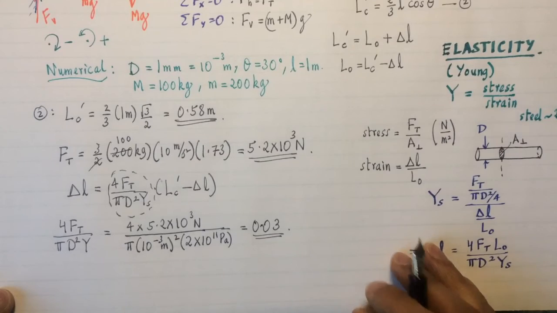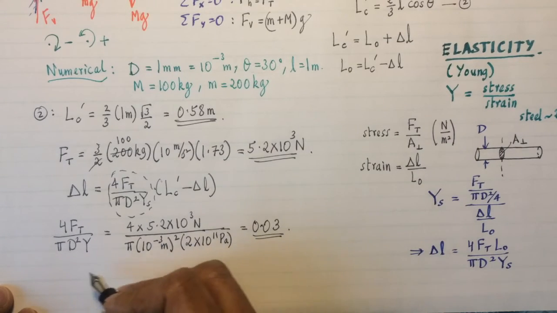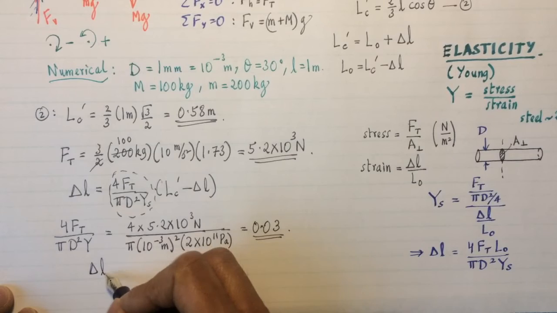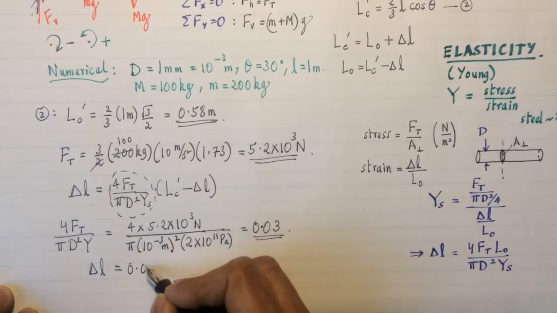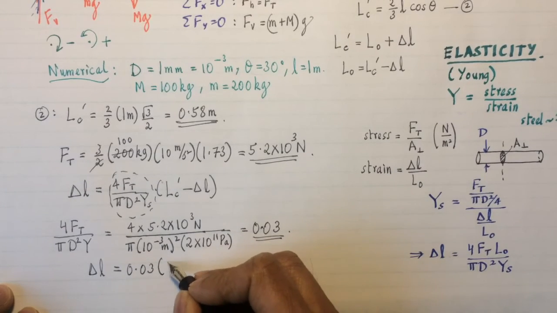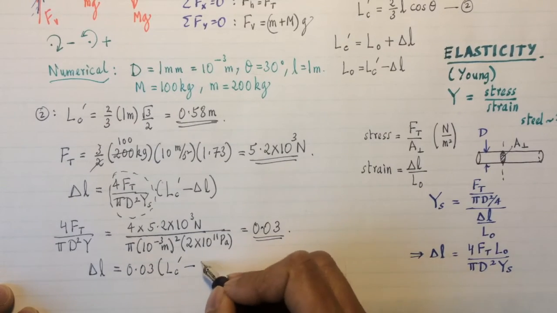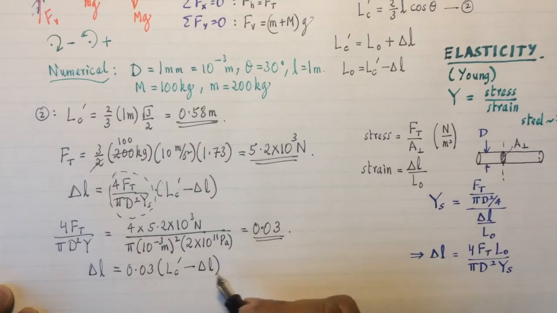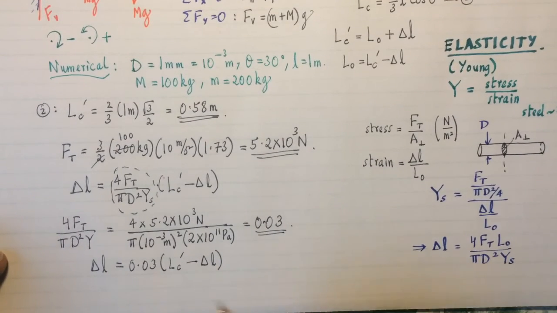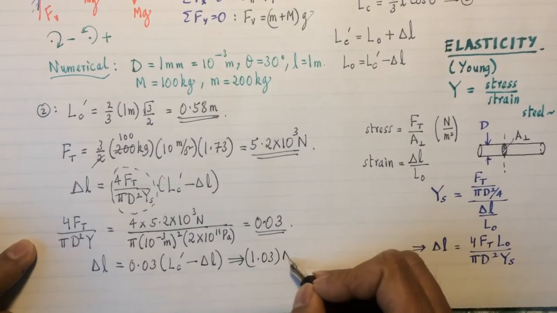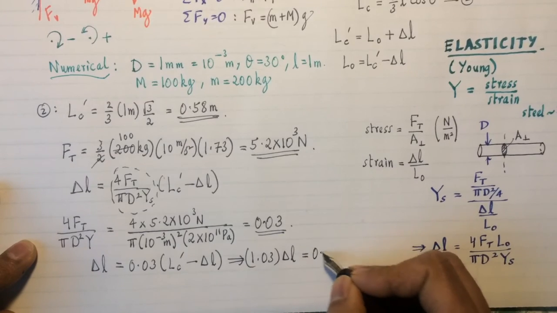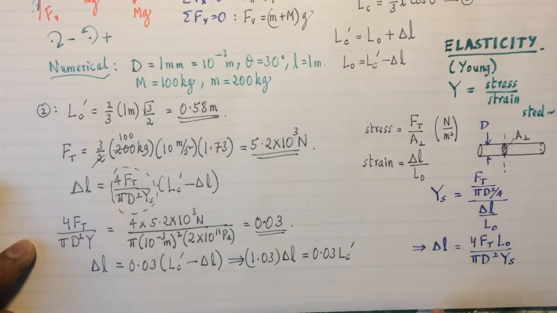Now we are ready to calculate what we need. Delta L is equal to 0.03 times LC prime minus delta L. So you have delta L in both places. However, this is just a linear equation, so it can easily be solved. That's 1 times delta L, and that's 0.03 times delta L with a negative sign. So when I bring it over here, I'm going to get 1.03 times delta L is equal to 0.03 times LC prime.